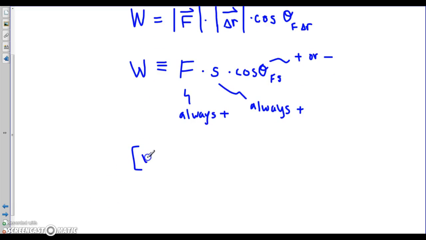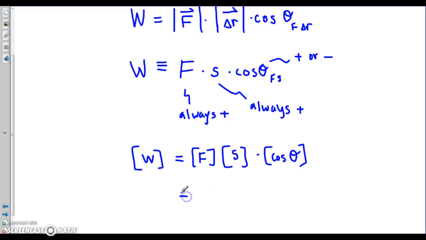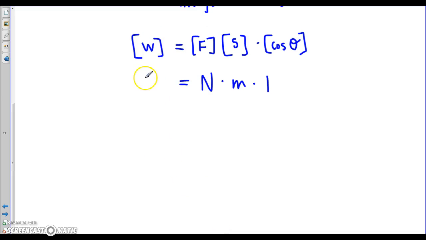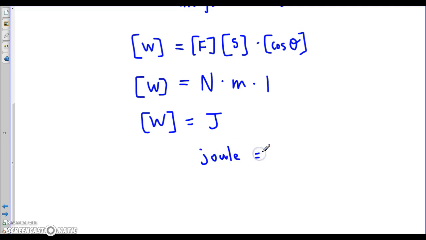The unit of work is equal to the unit of force times the unit of distance times the unit of cosine of the angle. Force has a unit of newtons, distance has a unit of meters, and cosine of theta has no units, so we put a 1. So the unit of work is the Newton meter. And we call a Newton meter a joule. The joule is defined as 1 Newton times 1 meter.